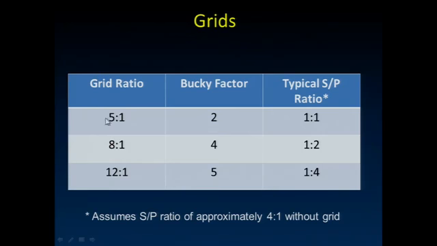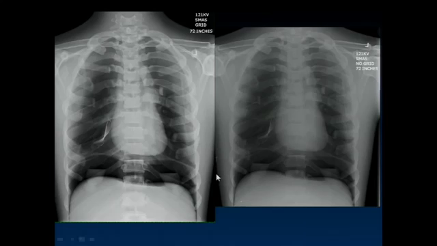So here's what happens if the length of the holes divided by the width of the holes were 5, 8, and 12. Notice that holes here convert a 4-to-1 scatter to primary ratio to a 1-to-4 scatter to primary ratio. But the price paid is a need for a 5 times increase in the dose to the patient, all right?